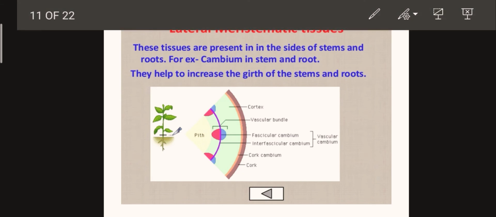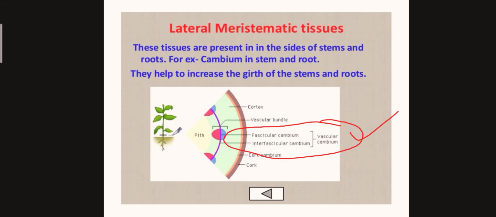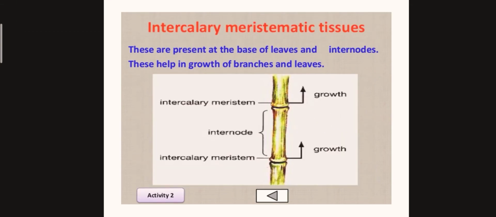This is the lateral meristematic tissue, where this is the fascicular and interfascicular cambium making the vascular cambium. This is an example of the lateral meristematic tissue. Here I also want to tell you one thing, that the extrastellar vascular cambium is also a type of lateral meristematic tissue. This is the intercalary meristematic tissue.